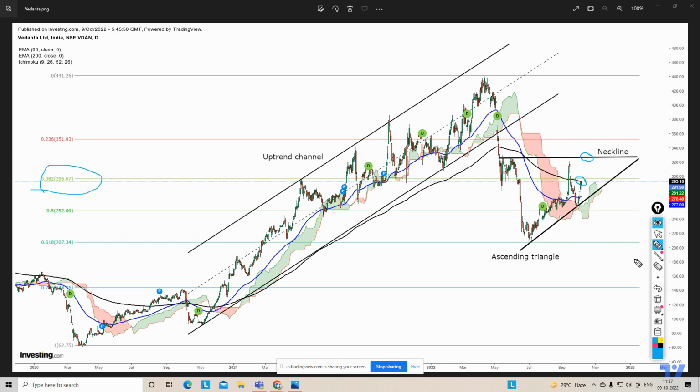And if it breaks out above the neckline during the market or at the closing, then again you can take the low of the near-term previous day or the day before yesterday of that particular candle, and you can have that low or the neckline as a stop loss and go for the 351 kind of target. So there is a good opportunity which I see in Vedanta.